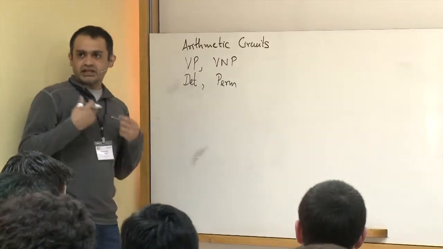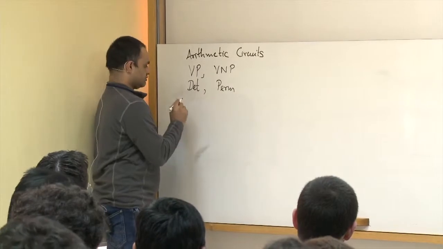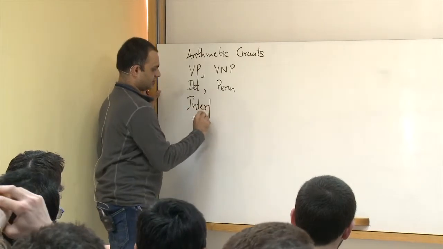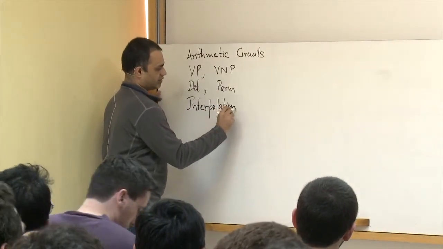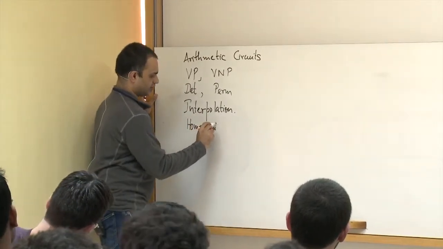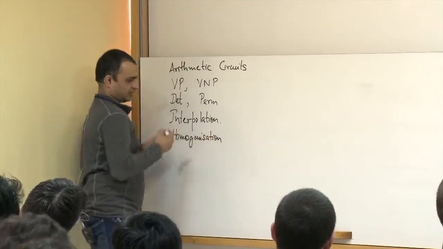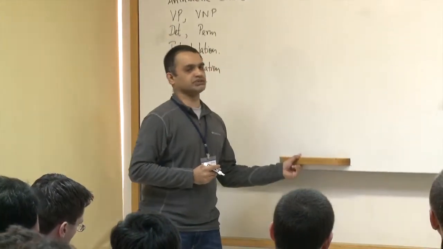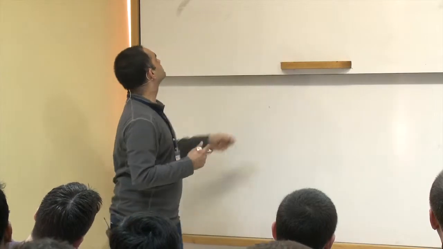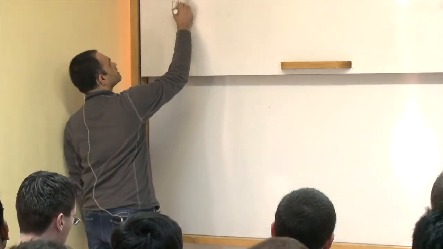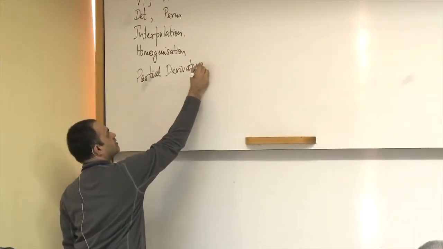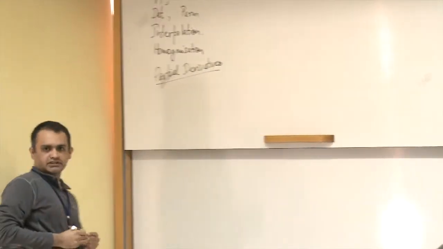And then we looked at things that we can do with arithmetic circuits, and something that I think is probably the most important thing is interpolation. And you could think of homogenization as one possible way in which you could use interpolation to do things. And what I'll be talking about in this session is partial derivatives. So this is going to be the focus of things.